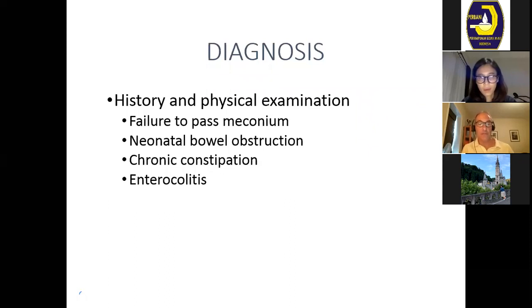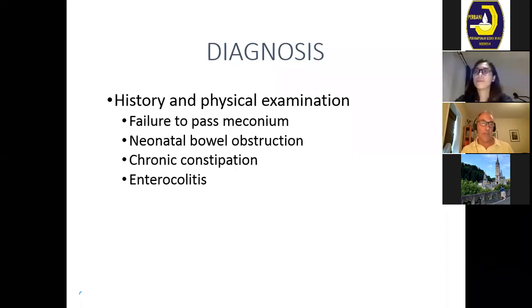Many of these children, 95% of them, will have failed to pass meconium in the first 24 to 48 hours, although not all of them. So it is possible to have Hirschsprung's disease if the child has passed meconium. And it's also, of course, possible for a child to not pass meconium in the first 48 hours and not have Hirschsprung's disease. But that certainly makes it suspicious.